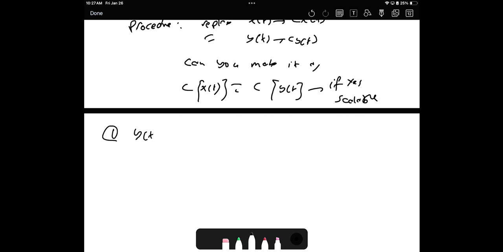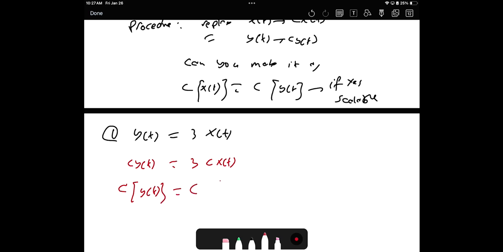You have y of t equals 3x of t. Now replace every y, cy of t, every x, 3 cx of t. Now can we make it as c y of t equals c 3x of t? Yes, we can. Then it is scalable.